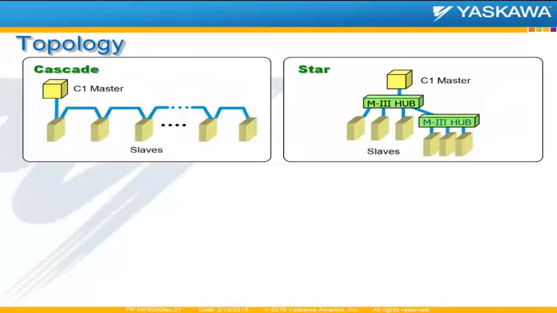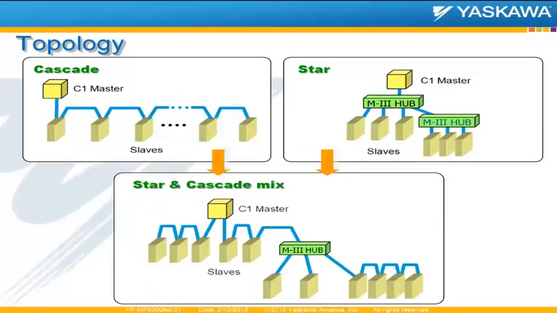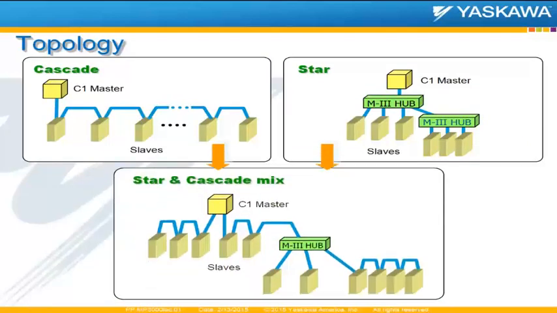A little bit more about the topology. As I said, you can do cascade, which is straight in line. You can also do star with the use of an M3 hub. And you can also mix the two, a combination of cascade and star. That really gives you flexibility in configuring your system.